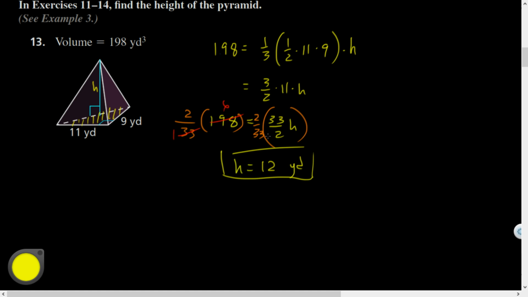If you got, make sure that if you were using the area of a triangle formula, that you did half the base times the height. See, a third, 3 over 2 times 11.